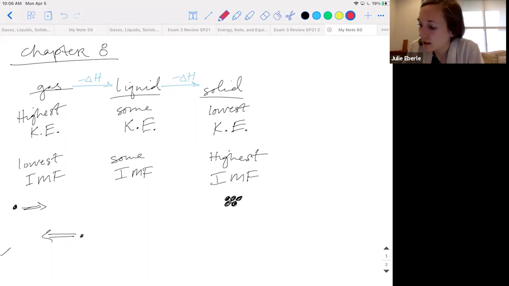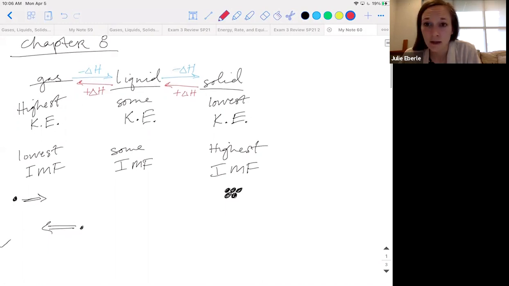And then vice versa, if something is going from a solid to a liquid or a liquid to a gas, so melting, evaporating, we said these are endothermic. They're absorbing heat. Positive delta H. Okay. So again, this is just a quick synopsis of this. Questions on that?